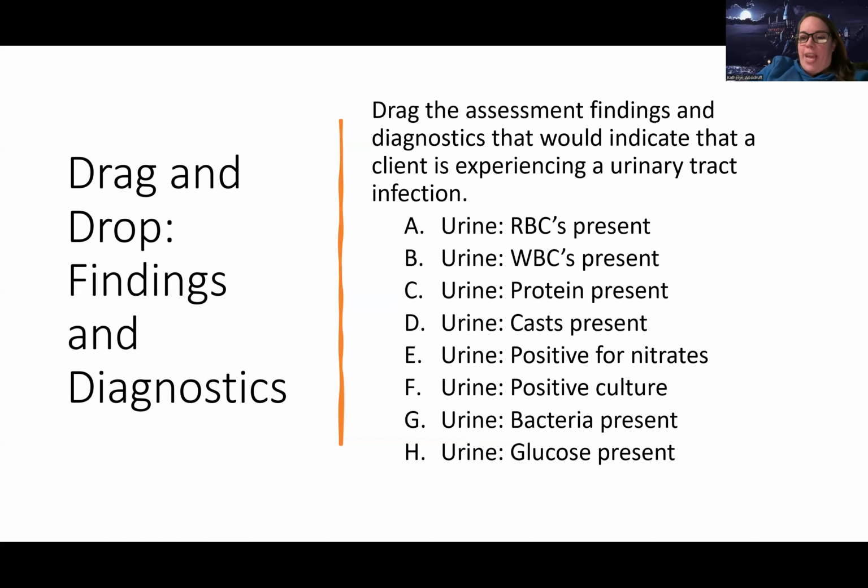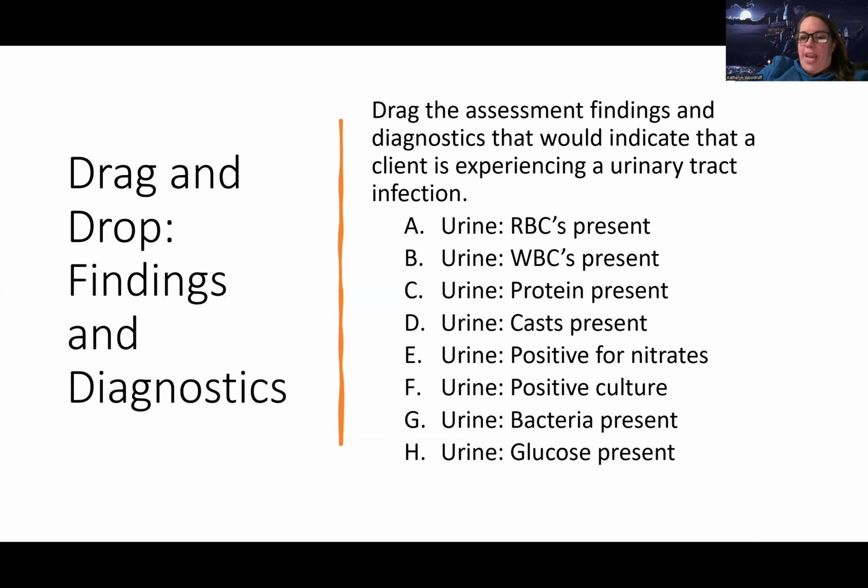Anyway, bacteria present, that would be a yes. And then glucose present. A lot of times students say this too because they remember there's something with glucose and urine, and that's with diabetes. It's not going to tell me there's infection. It's just going to tell me there's extra glucose. So what I would expect is red blood cells, white blood cells, casts if it's upper, nitrates, a positive culture, and bacteria. We'll talk about some more things as we move on.